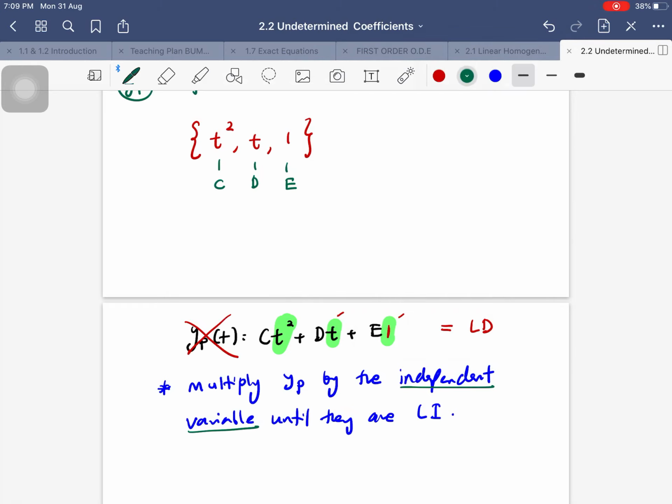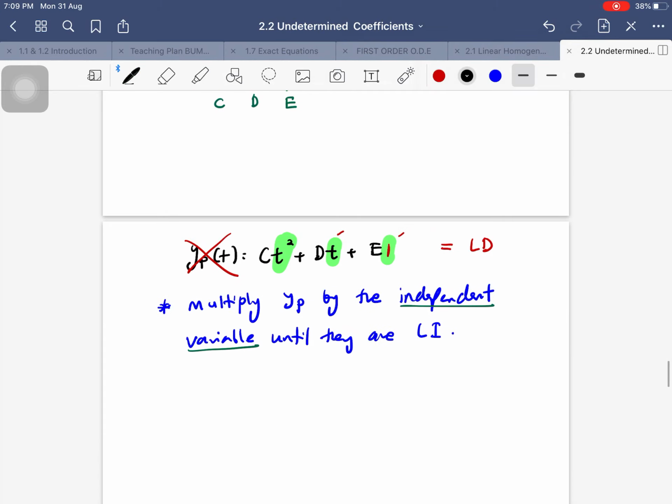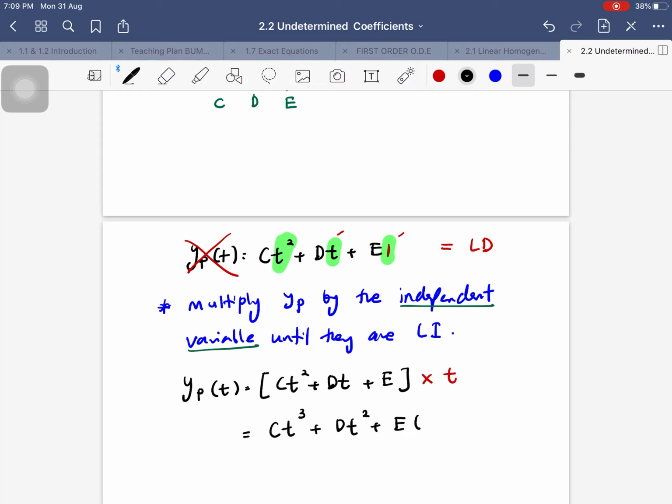So when I propose my new yp, I'm going to have yp of t equal to ct squared plus dt plus e. And I'm going to multiply this by the independent variable, which is t, and I'll come up with a new one: ct cubed plus dt squared plus et. And again, I have to check. If this one is already linearly independent, I'm going to stop, and this is going to be my yp. When I remove the c, I'll get t cubed, t squared, and t.